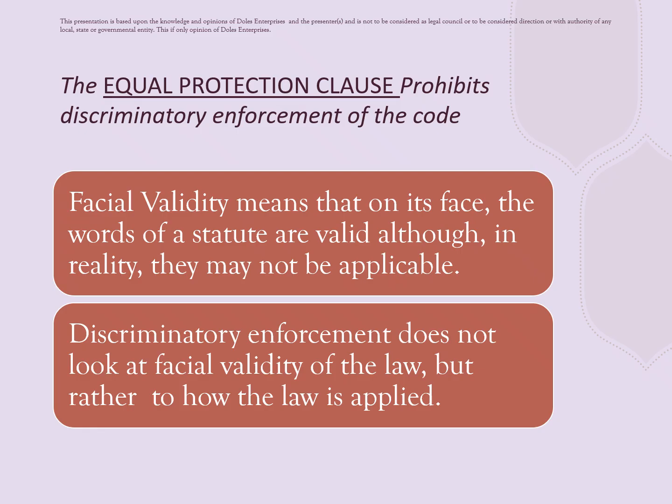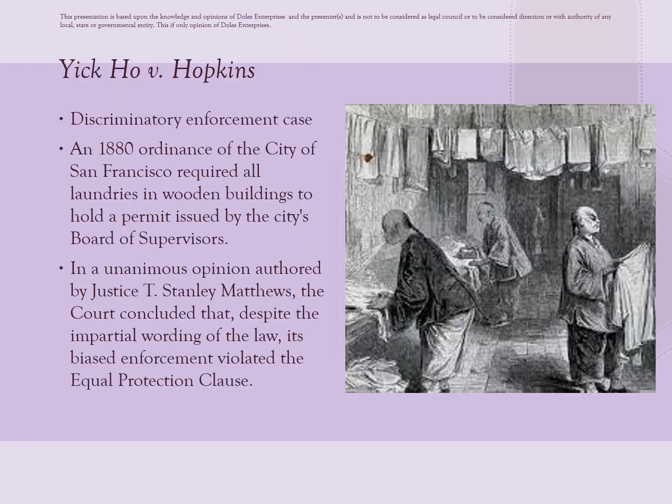The Equal Protection Clause prohibits discriminatory enforcement of the code. Discriminatory enforcement does not look at the facial validity of the law, but rather at how the law is applied. When an individual who is found in violation of a building code raises the defense of discriminatory enforcement, he or she is claiming they are being singled out for enforcement.